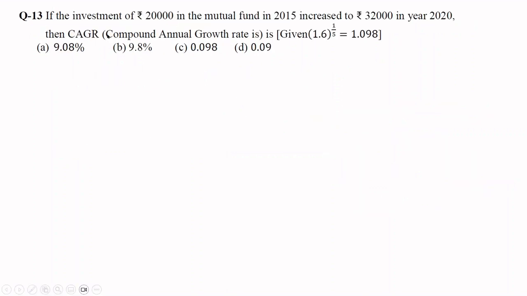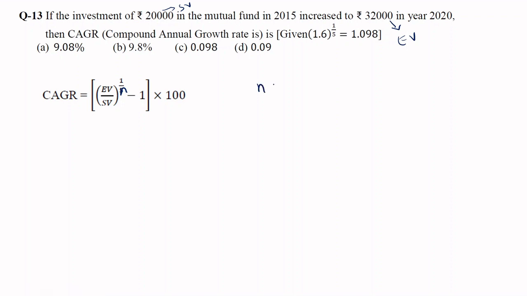The next question: if the investment of rupees 20,000 in a mutual fund in 2015 increased to rupees 32,000 in 2020, the compound annual growth rate is. So we have to find the compound annual growth rate. We know the formula for compound annual growth rate. It is given by (ending value upon starting value) the whole raised to 1 by n, minus 1, into 100. So here the ending value is 32,000, the starting value is 20,000, and n is the time period. The time period is 2020 minus 2015, so n is 5.